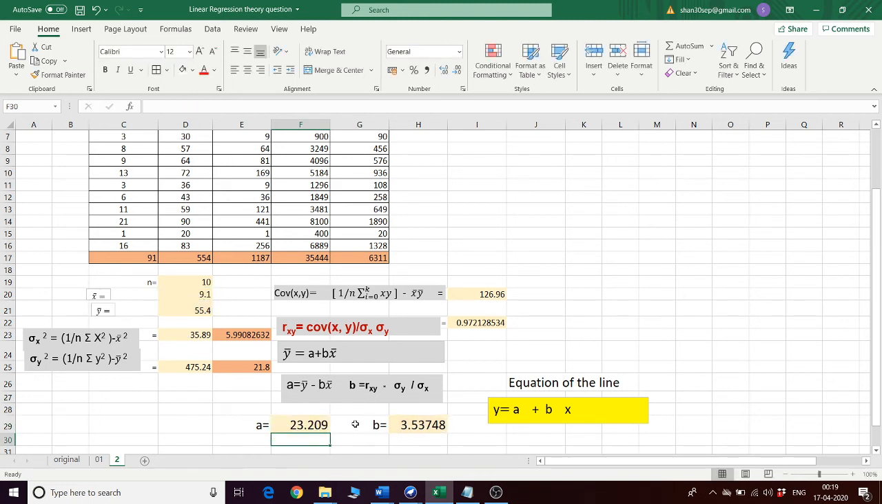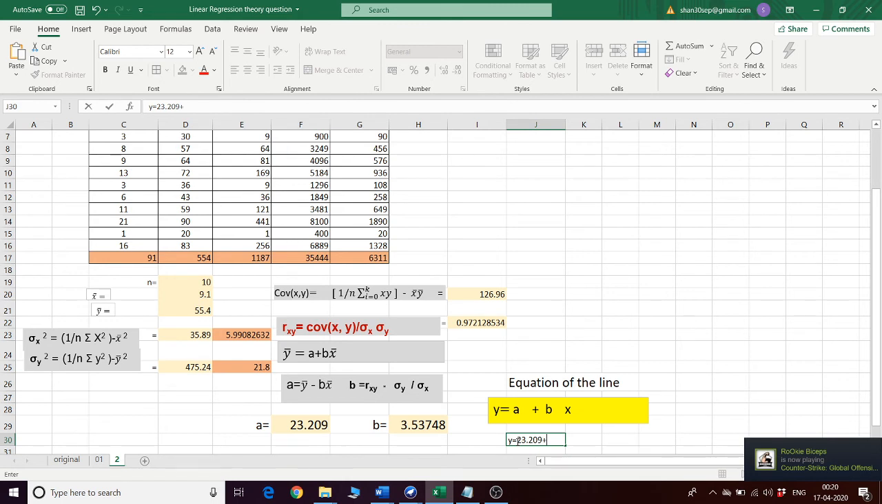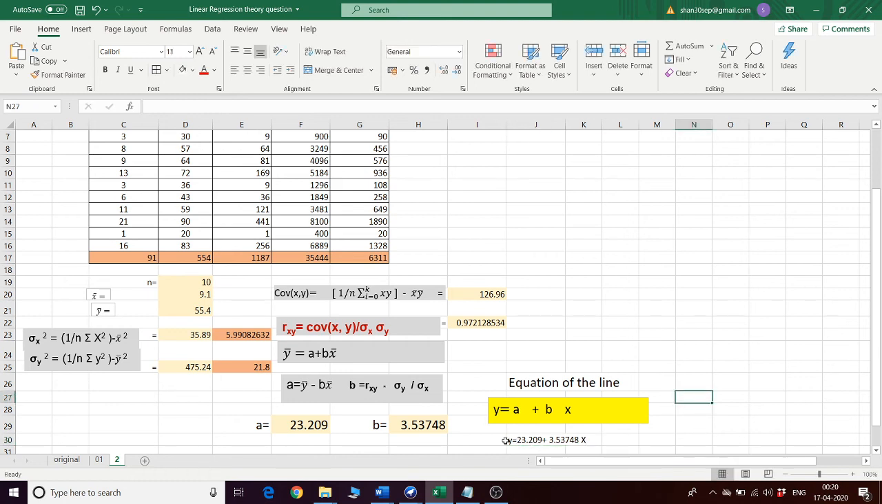Okay, so now we've got to just substitute the values over here. So y is equal to a, that is 23.209, plus the value of b, 3.53748, times x. So this is the line of regression that you've got.